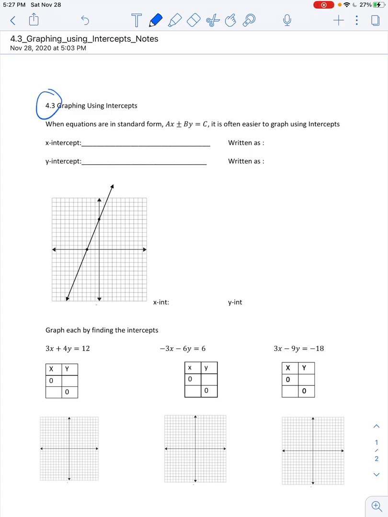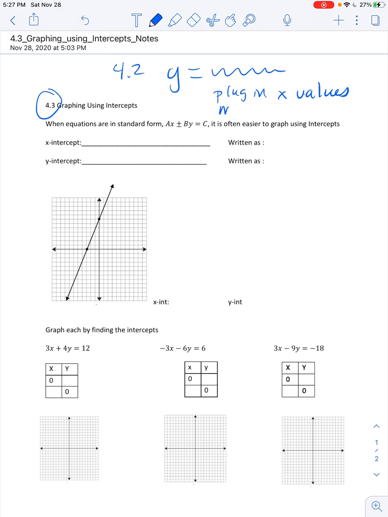Today, exciting day, graphing using intercepts, 4.3. So we always want to look for the easiest way to do something. And yesterday we learned that if you start with y equals, this was from 4.2, and then it gave you an equation, the easiest way to do that was to plug in some x values and make yourself a table. And then once you had a table, you could just plot the points and go from there. So that was a pretty slick way to do it.